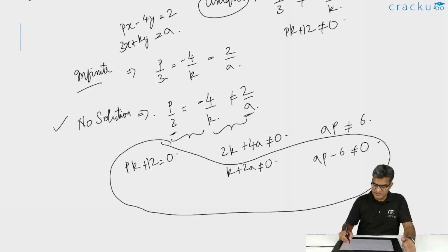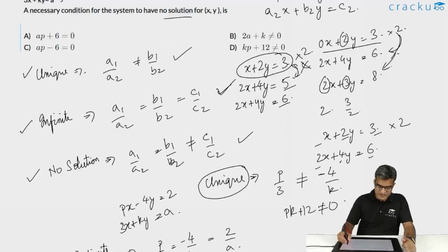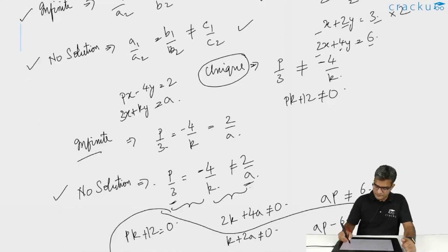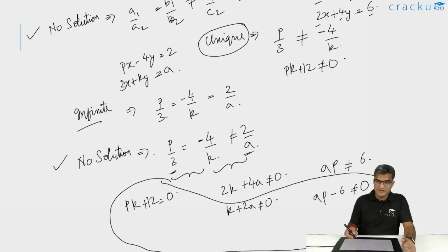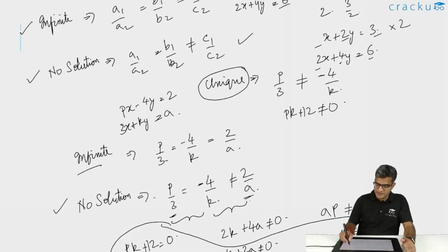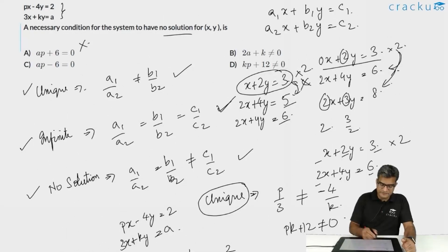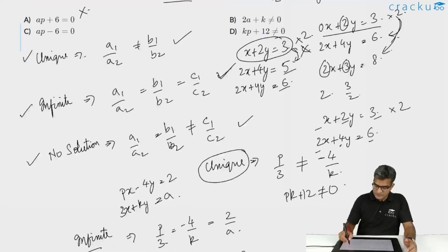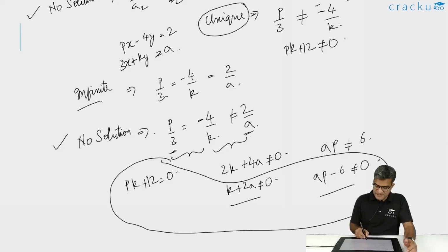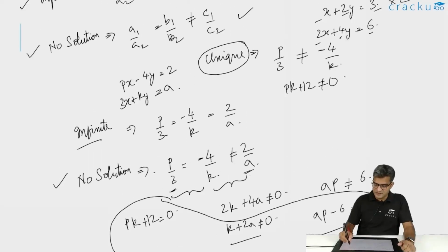Let us look at the options that are given. The first one is ap plus 6 should be equal to 0. That has nothing to do, we basically have ap minus 6 should not be equal to 0, so this is irrelevant. Option B is 2a plus k is not equal to 0. 2a plus k is not equal to 0 is one of the necessary conditions. So this will be the correct answer.